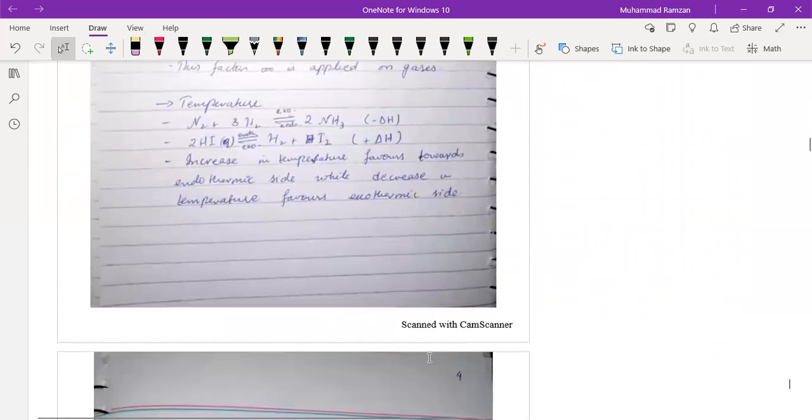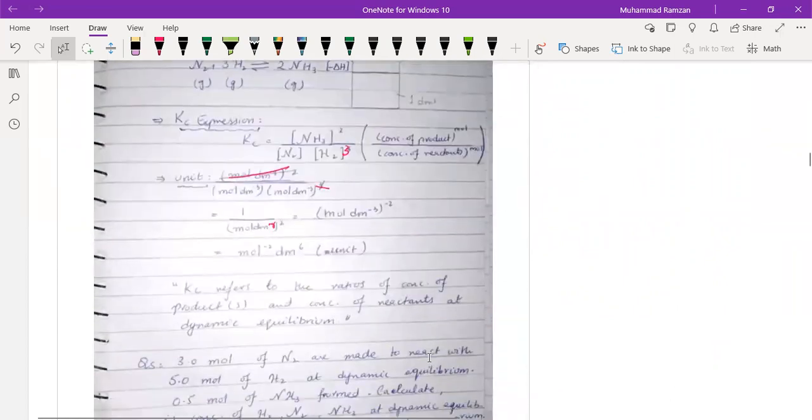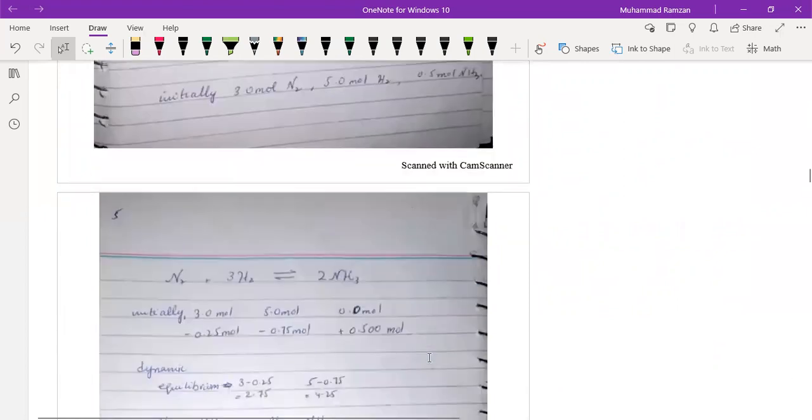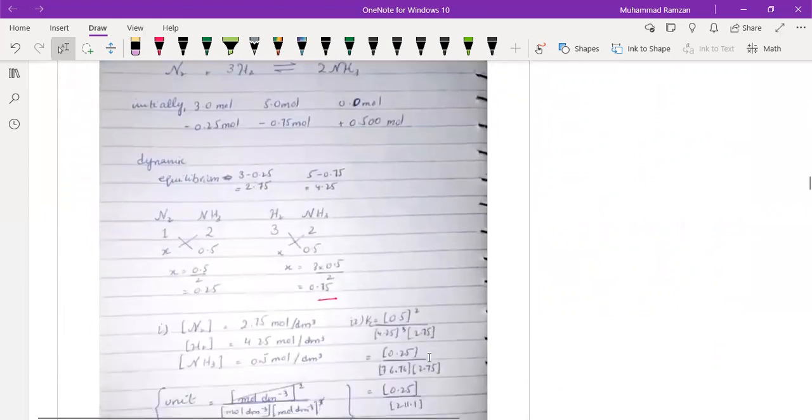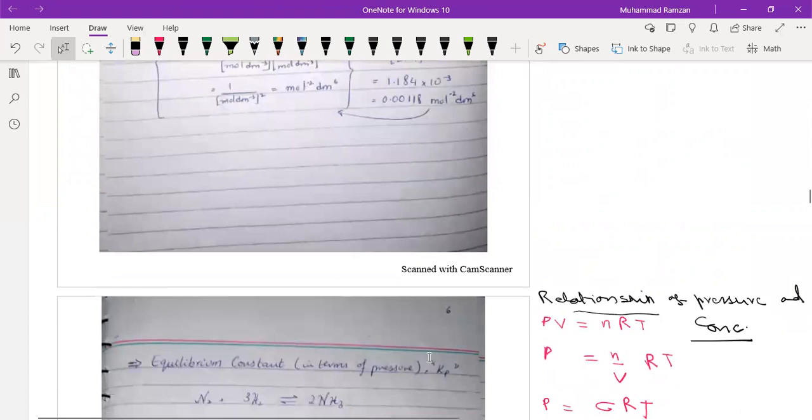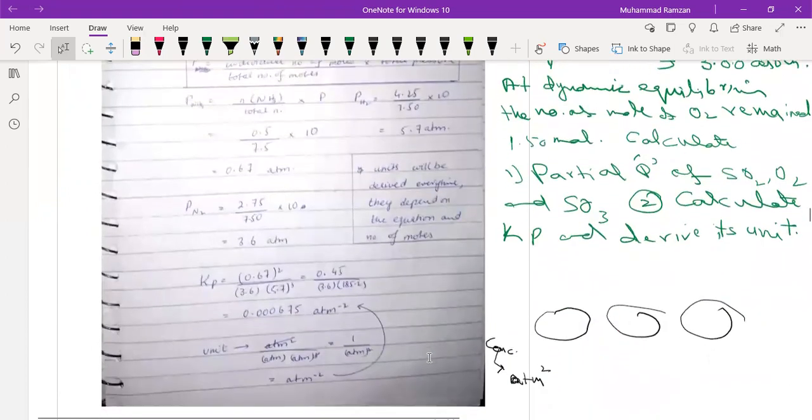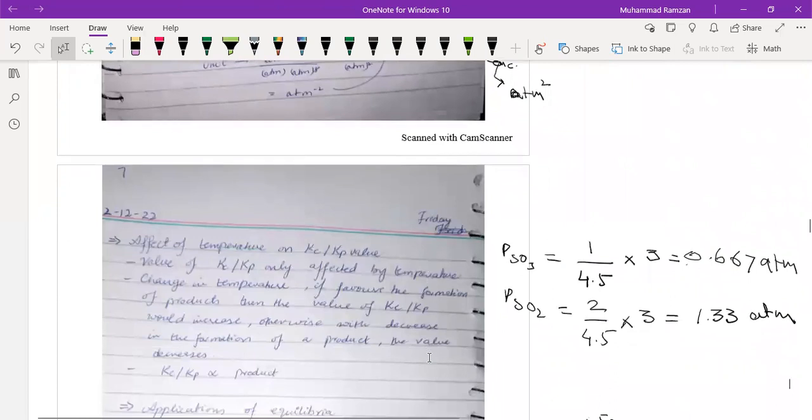You said it's not affected, and you said it is affected by temperature. Only by temperature. Look, please: effect of concentration, effect of temperature on Kc and Kp. The value of Kc or Kp is only affected by temperature.